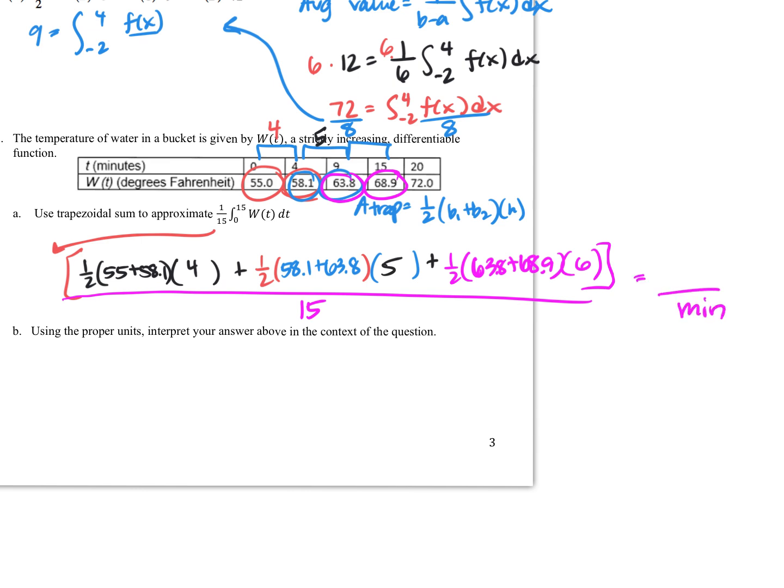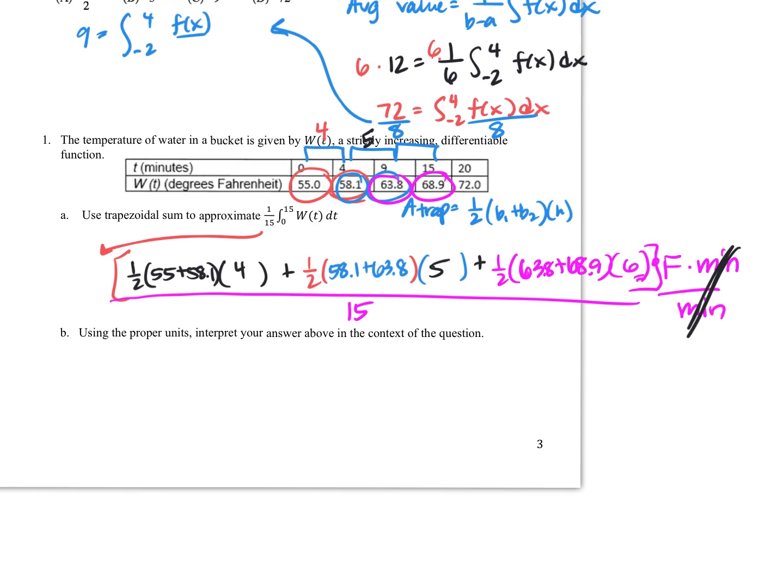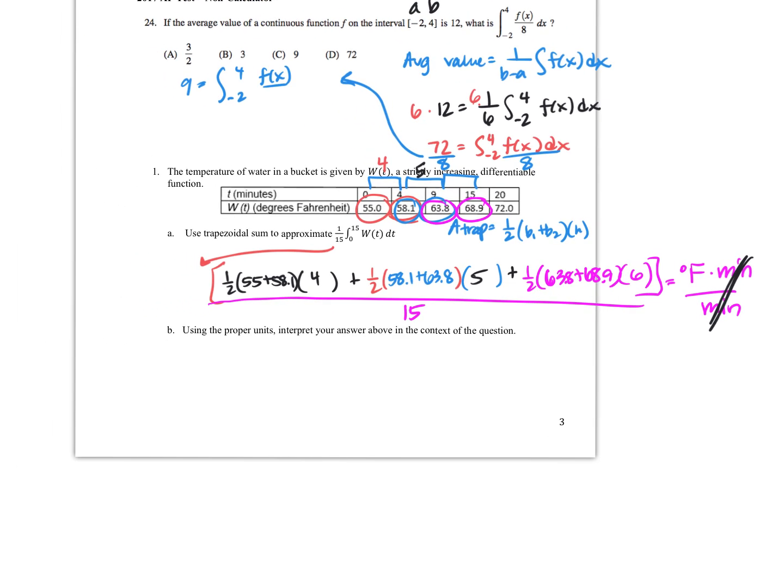And then what was going on here? This 1/2 didn't have a value. What were 55 and 58.1's units? Those were degrees Fahrenheit, and I multiplied that times my 4. What were 4's units? Minutes. And I just did that a lot. So I had degrees Fahrenheit times minutes over minutes. What's going to cancel out? My minutes.